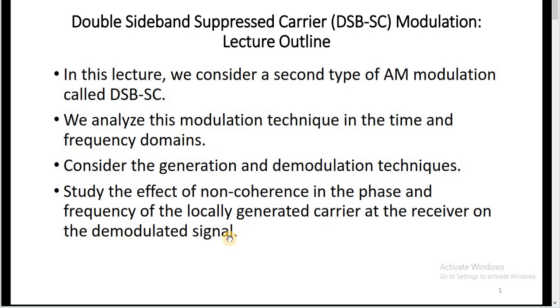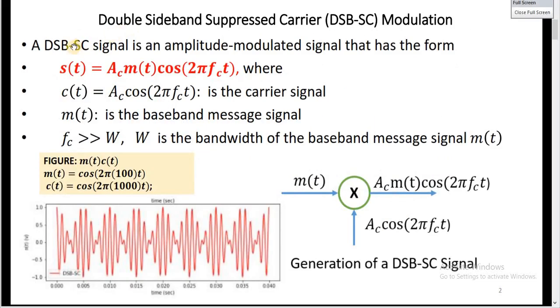فهاي باختصار عناوين محاضرة اليوم. A double sideband suppressed carrier signal is an amplitude modulation signal that has the form S of t equal AC M of t cosine 2 pi fct, where C of t equal AC cosine 2 pi fct is the carrier signal. M of t is the baseband message signal.